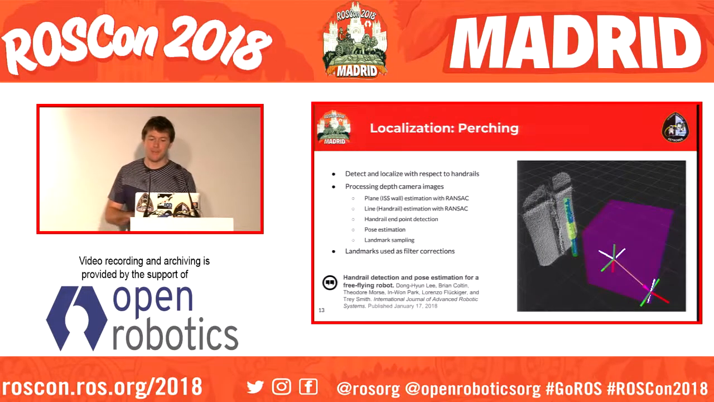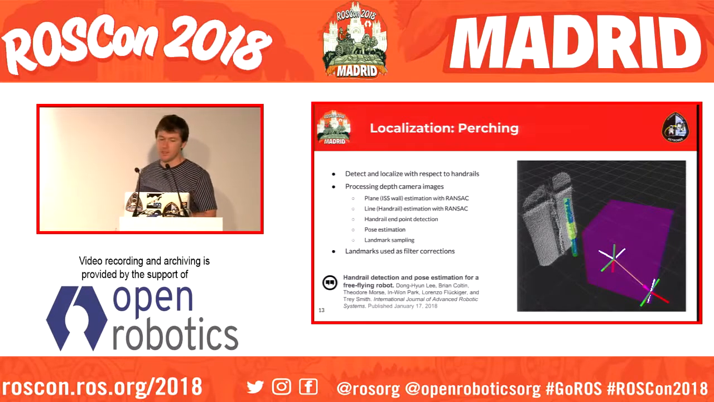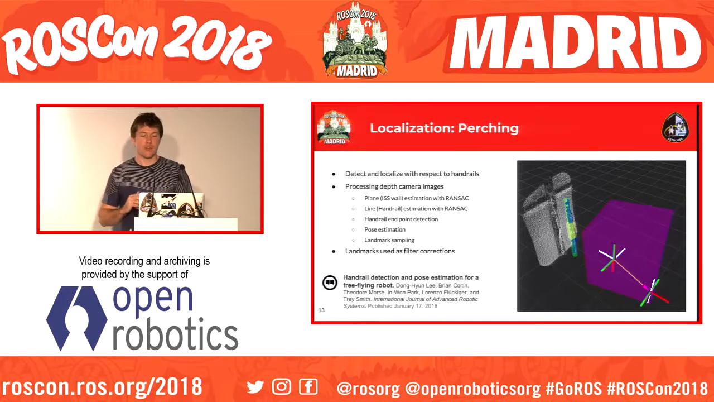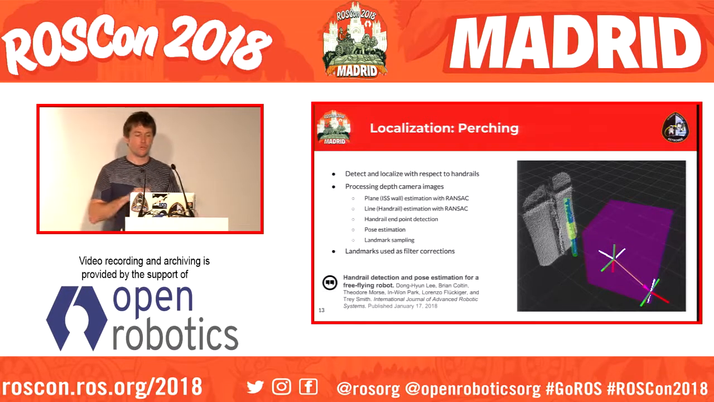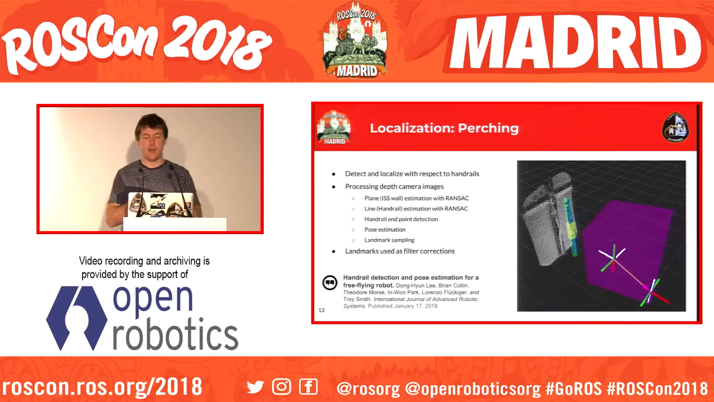Perching is a little bit more complicated because we're processing depth camera images. The crux of the algorithm is that we use the depth camera to do a wall estimation by trying to fit a plane with RANSAC. We then also use RANSAC to similarly find a line describing the handrail. And the important thing is we don't necessarily have colored points. We only use the depth camera. We haven't gone to the extent of doing extrinsic calibration with the RGB camera to get alignment of the two frames.